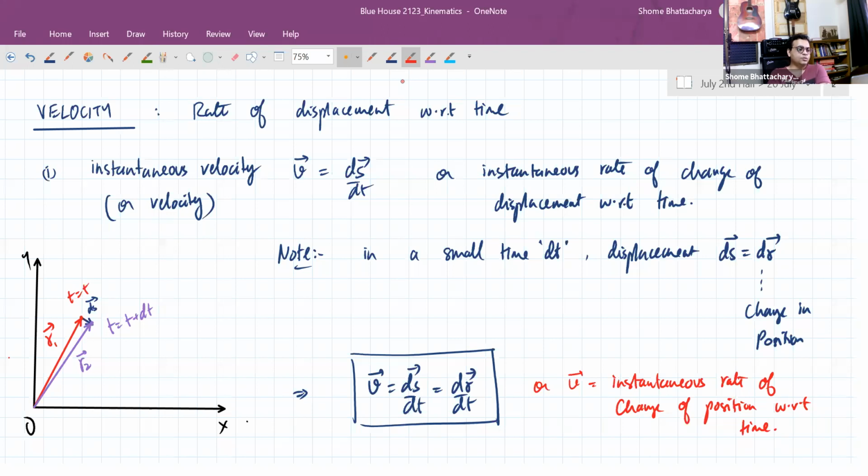So during this very small time dt, the instantaneous velocity is that very small displacement ds divided by that very small interval of time dt. ds being the same thing as dr, we can also say it is dr by dt.